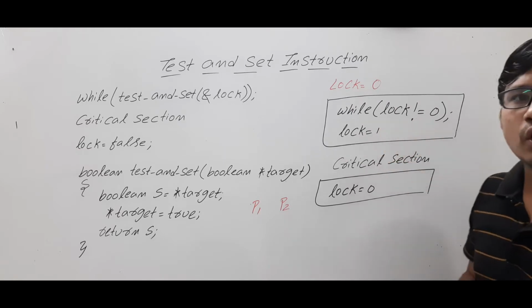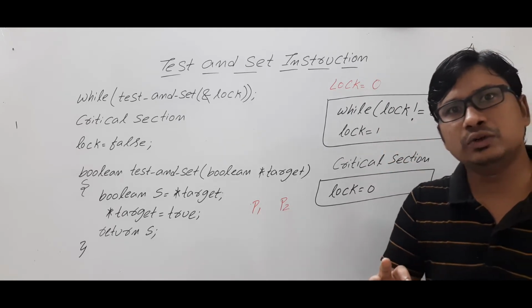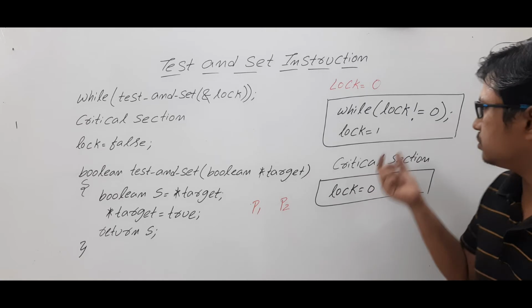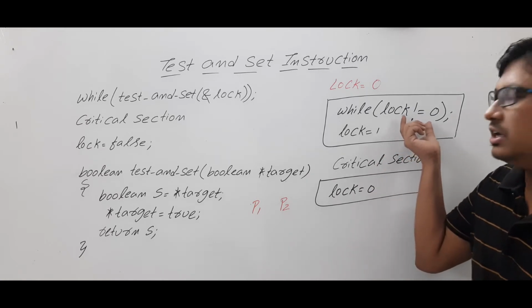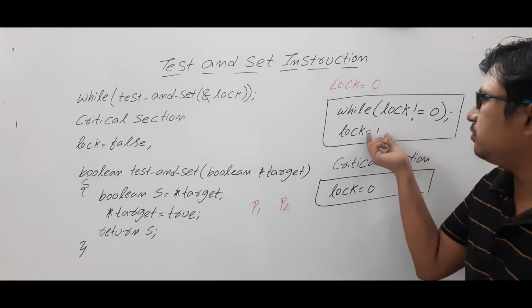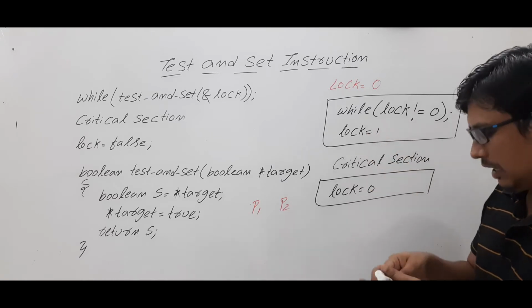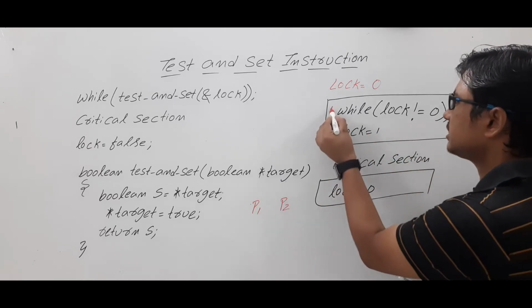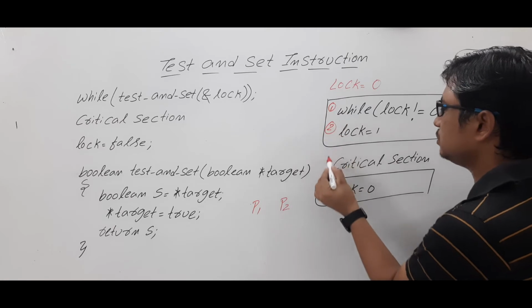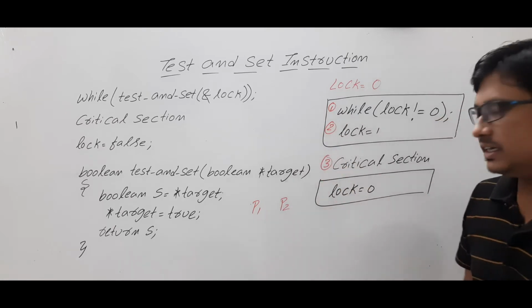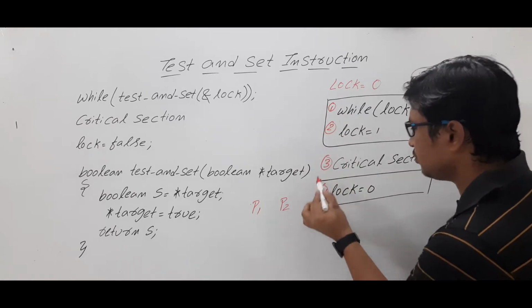So the condition is 0 not equal to 0, but 0 is equal to 0, so this condition is false. If this condition is false, it will execute the next instruction. Let me write the numbers. This is instruction 1, this is instruction 2, this is the critical section, let me write it as instruction 3, and this is instruction 4.